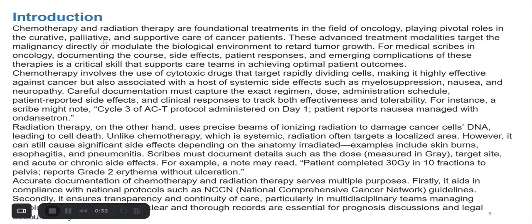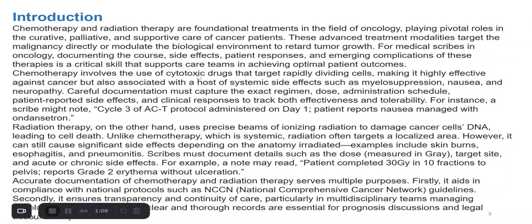Introduction. Chemotherapy and radiation therapy are foundational treatments in the field of oncology, playing pivotal roles in curative, palliative, and supportive care of cancer patients. These advanced treatment modalities target the malignancy directly or modulate the biological environment to retard tumor growth. For medical scribes in oncology, documenting the course, side effects, patient responses, and emerging complications of these therapies is a critical skill that supports care teams in achieving optimal patient outcomes.